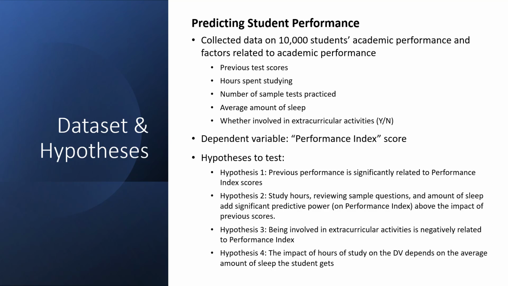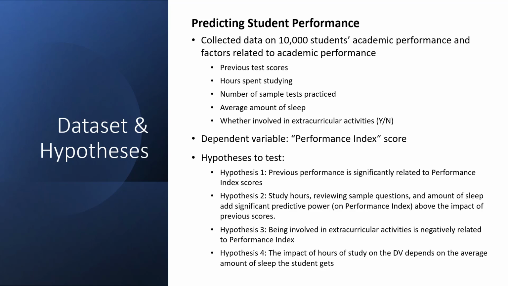So I predict that those variables will have an impact beyond the previous scores. My third hypothesis is that if a student is involved in extracurricular activities, I anticipate that is negatively correlated with performance index.